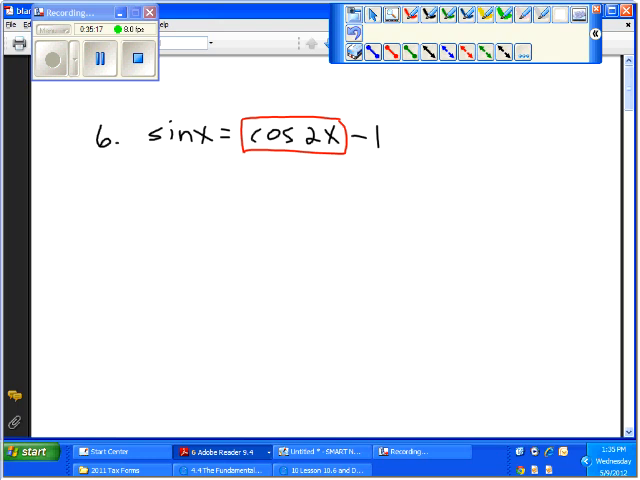Is that right? 1 minus 2 sine square. Yes, because we've got a sine here. So we're going to have 1 minus 2 sine square x minus 1. We just replaced the cosine 2x with 1 minus 2 sine square x. That part was an identity. And then we still had the minus 1 at the end.